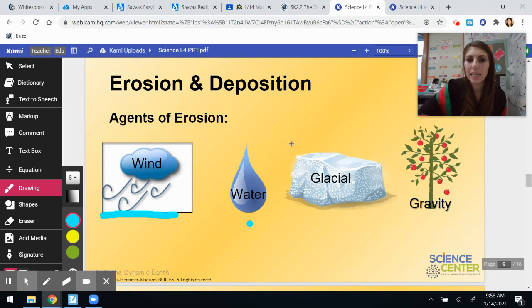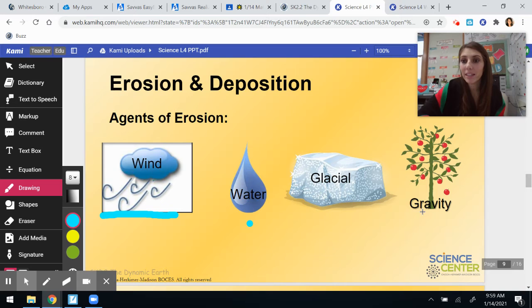Then you have glacial. So think of a glacier. A glacier is another way that sediment can get from one place to another because glaciers move. Did you know that? Glaciers can move throughout water and they break apart a little bit. So that is also how sediment can move.